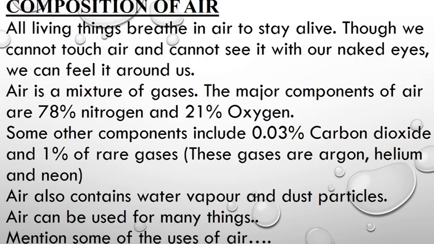Some other components include carbon dioxide, which has 0.03%, and then 1% of rare gases. And these rare gases are argon, helium, and neon. Air also contains water vapor and dust particles. Air can be used for many things. Can you mention some of the uses of air? You have 1 minute. Think about some of the things we use air for. 1 minute. Try and mention some of them.